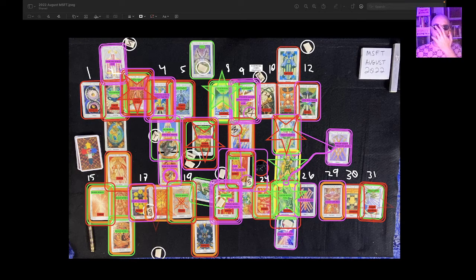Hey guys, I'm doing this Microsoft 1 month reading for August 2022 by special request. This is the last August reading I'll do for 2022.